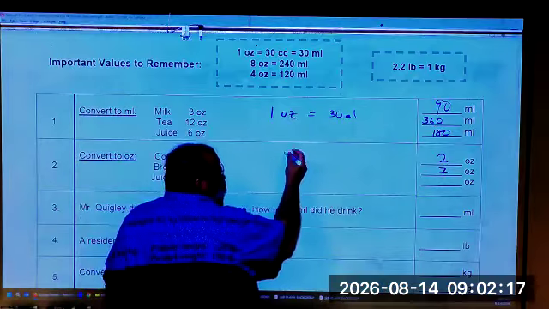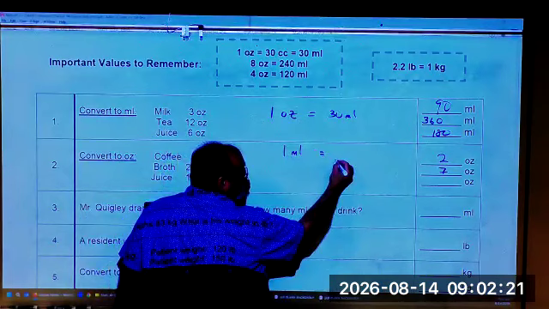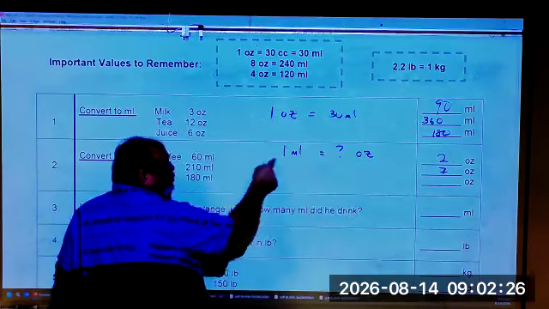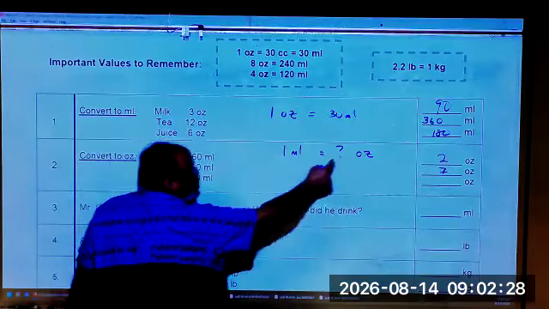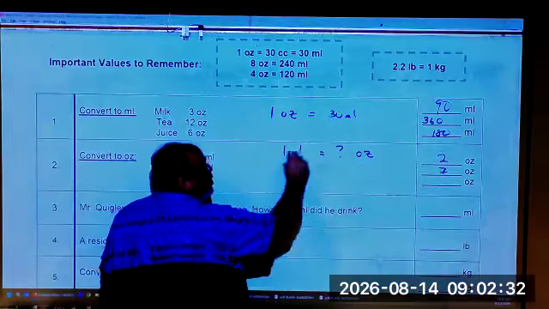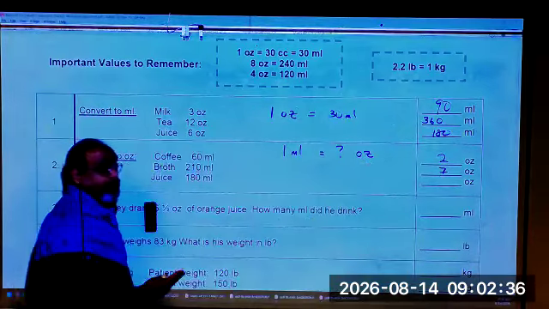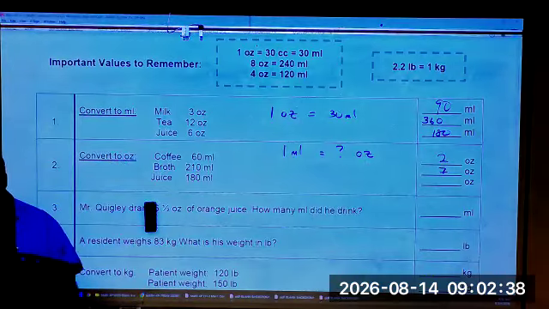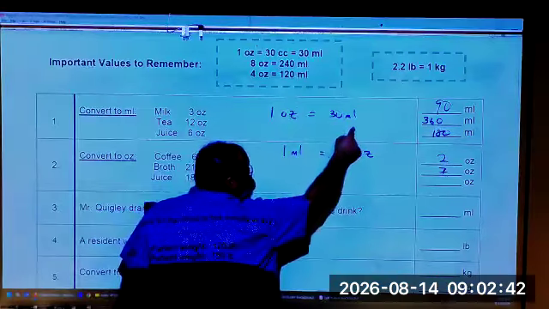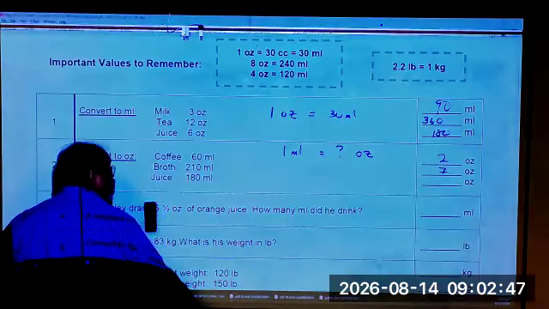If I only knew what 1 milliliter was equal to, how many ounces, then I could just multiply this side by 60, multiply that side by 60, multiply this side by 210, and then just multiply by 210 instead of guessing what do I multiply. So I want to convert this formula into how many ounces is 1 milliliter.